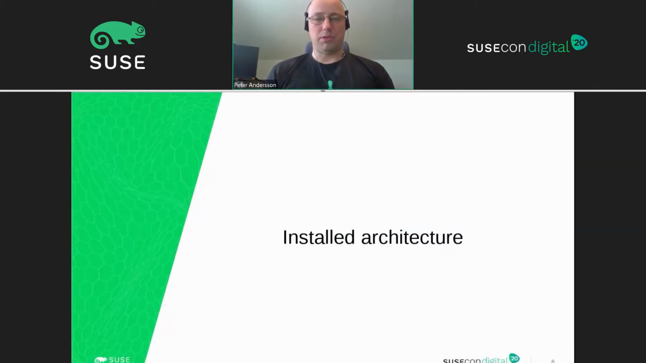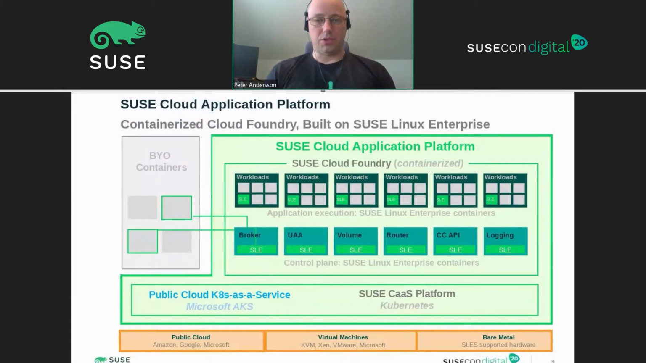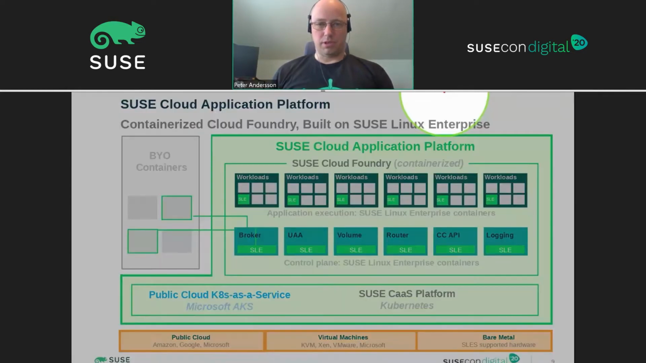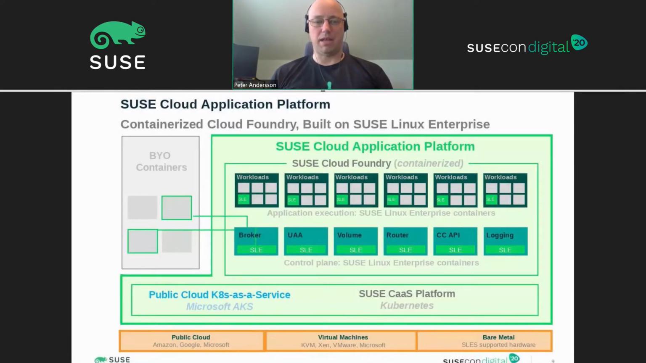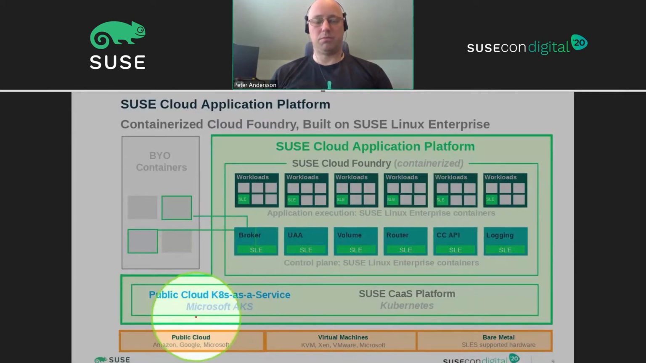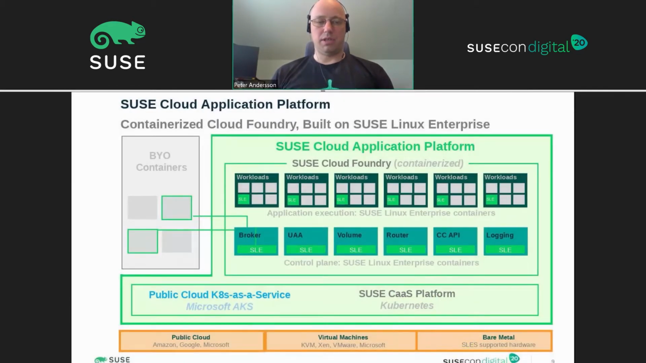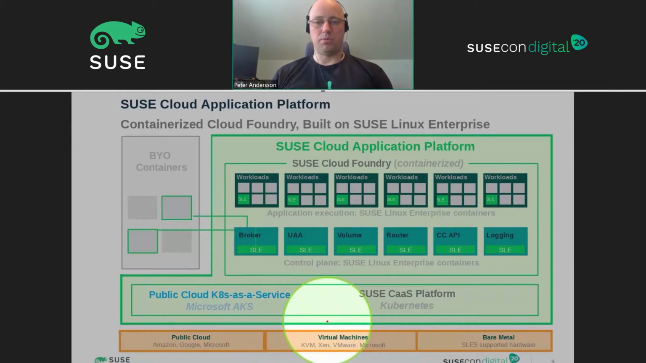First, I'm going to talk a little bit about the installed architecture. This is the architecture where we have SUSE Cloud Application Platform at the top, which contains a lot of containers, and it runs on some type of container platform. It could be either a public cloud container platform like Microsoft AKS or from Google or Amazon, or on SUSE CaaS Platform. They could be running either on public cloud, on virtual machines, or on bare metal. But what we're going to focus on during this session is the top.